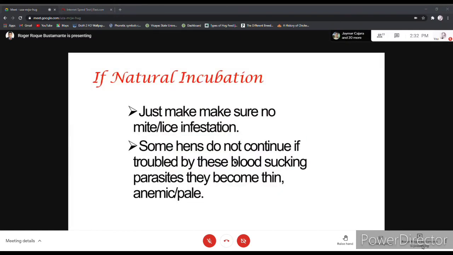It is very important to check your nests, nest box ninyo when you are having natural incubation, because this mite and lice infestation may trigger the hens not to continue sitting the eggs, because these blood-sucking parasites are very invasive. They are parasites that consume blood, blood-sucking na gani. So they consume blood, and then ang atubiyang hen during the period kung magluob na sila, when they are sitting the eggs, wa sila kayo kaon-kaon.